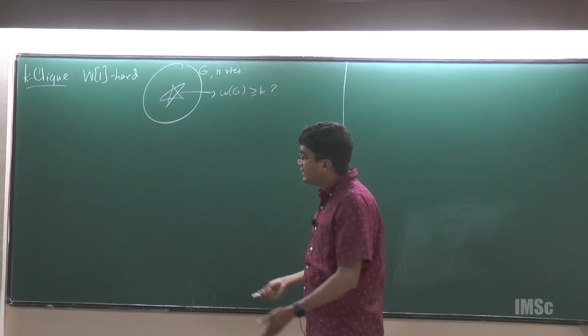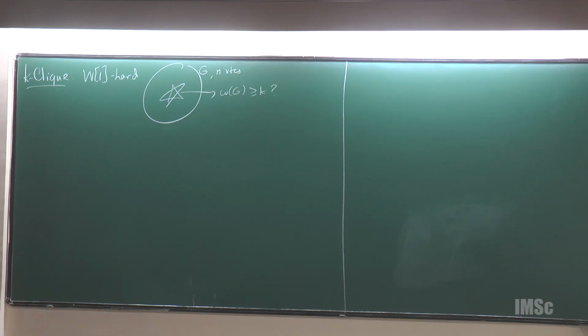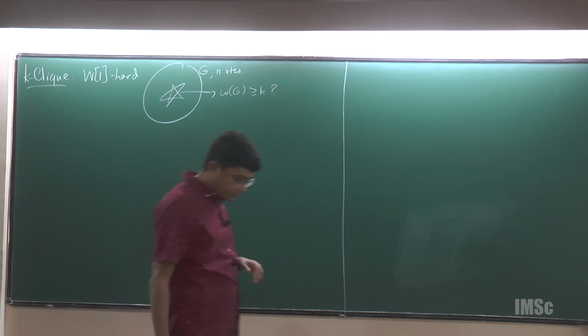Okay. And again, there's a trivial n to the k algorithm, or n choose k algorithm, right? Just brute force all the k-size sets and check this thing. And the W1 hardness says that it's unlikely to have, for example, a 2 to the k times n squared algorithm. Okay, and that's a very standard result in parameterized complexity.